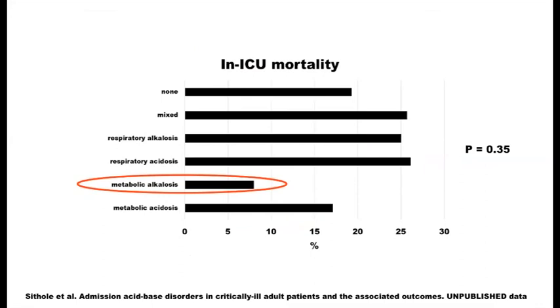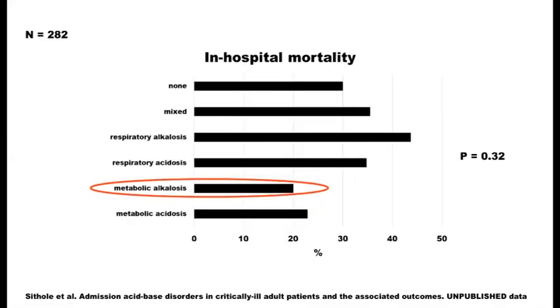For in-ICU mortality, we could not find any association with mortality based on the acid-base disorders, as you can see there. But interestingly, patients who were admitted to the ICU with a metabolic alkalosis tended to have the lowest mortality rate. And when we looked at in-hospital mortality, again, no difference. However, metabolic alkalosis, although it was a 20% mortality rate, was again the lowest for in-hospital mortality. The most common causes we identified with the metabolic alkalosis were sepsis and pneumonias in particular.